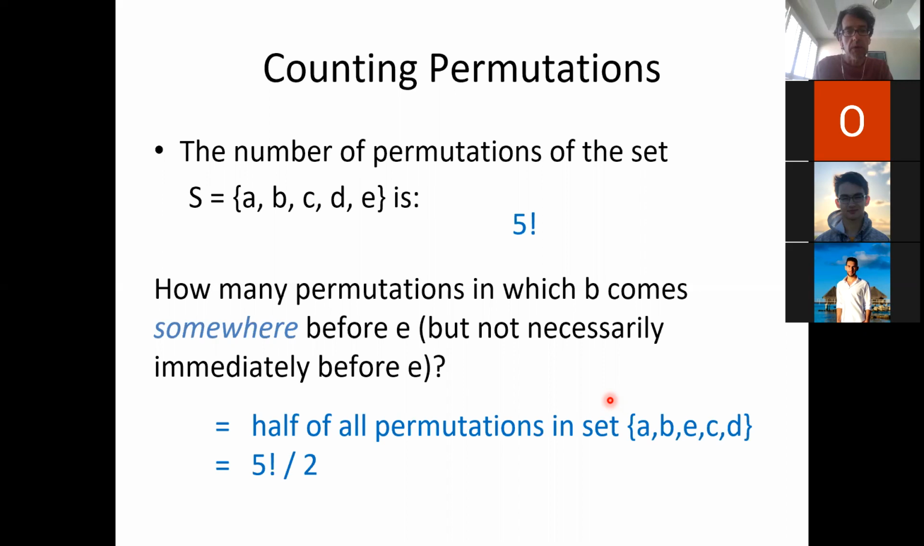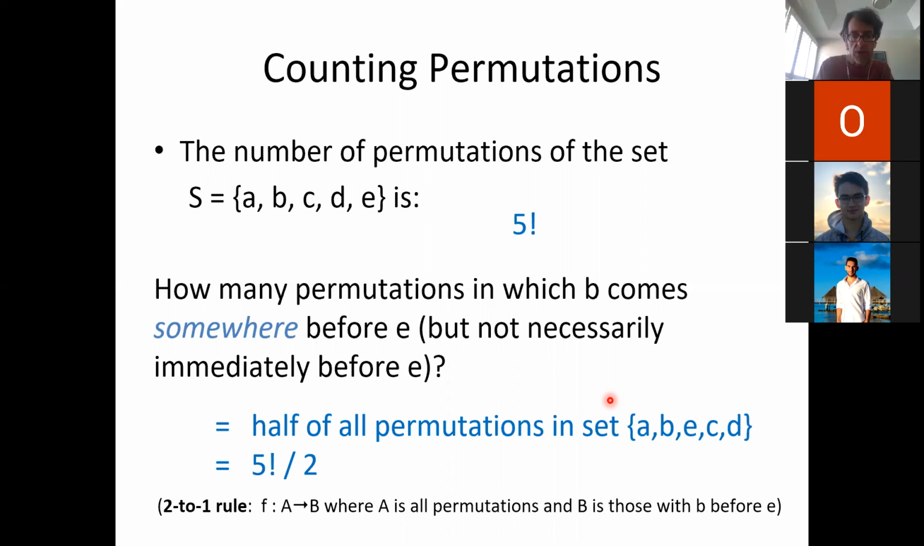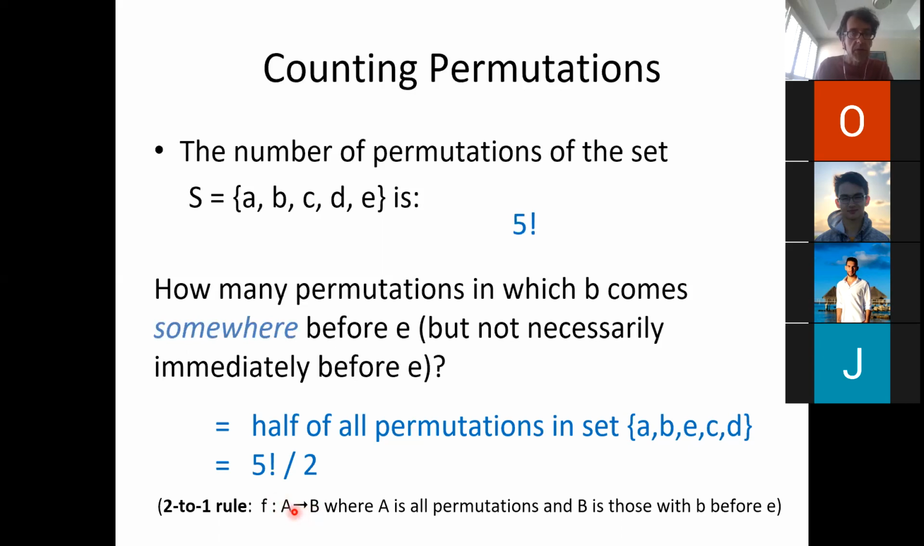Okay. So the slide is all permutations, and B is those with B before E. I'm not spelling out this function here, but you can reconstruct it, right? The function f either leaves everything as is if B and E are already ordered correctly, or it flips B and E if they're not ordered correctly.